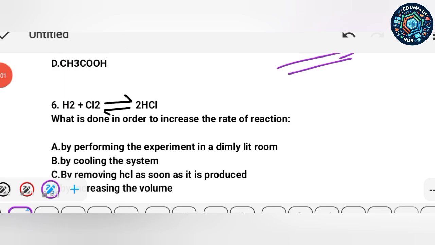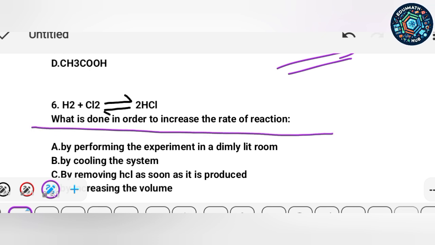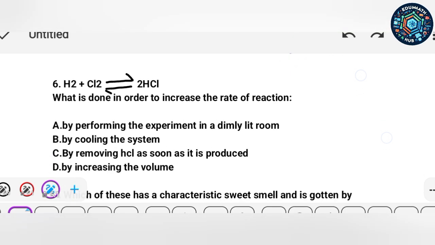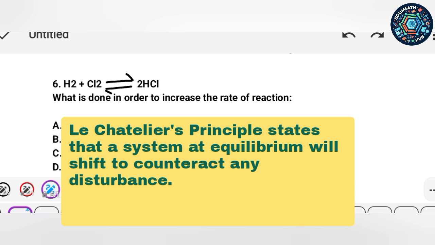Next question, we are told that H2 plus Cl2 in a reversible reaction produces 2HCl, which is hydrogen chloride gas. What is done in order to increase the rate of reaction? Okay, so this is under chemical equilibrium. The options are: performing the experiment in a dimly lit room, cooling the system, removing HCl as soon as it is produced, or increasing the volume. So for you to solve this question, you need to first of all understand Le Chatelier's principle, which is just a basic idea telling you that whenever you introduce a change to a system, the system will produce its own change to counteract the change that you have produced.